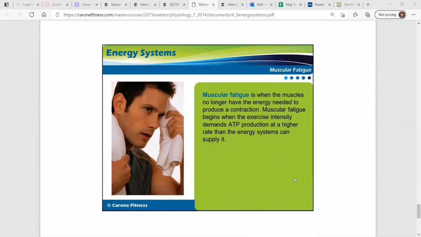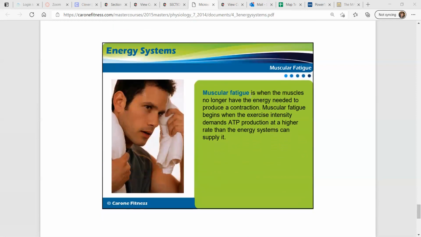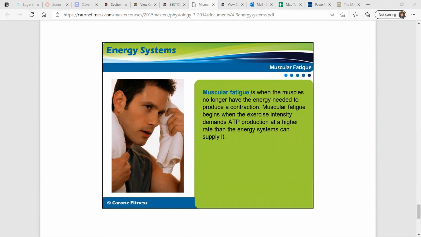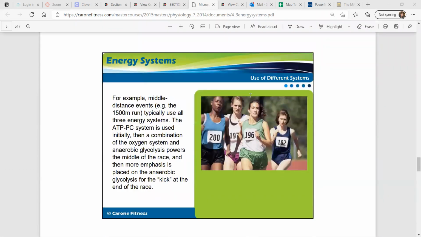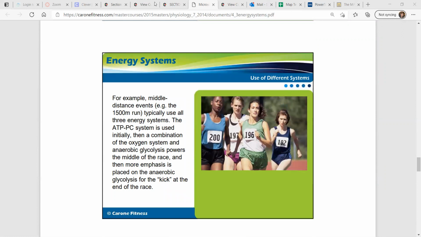Muscular fatigue is when the muscles no longer have the energy needed to produce a contraction. Muscular fatigue begins when the exercise intensity demands ATP production at a higher rate than the energy systems can supply it. And that's that for the intro. Let's go back.